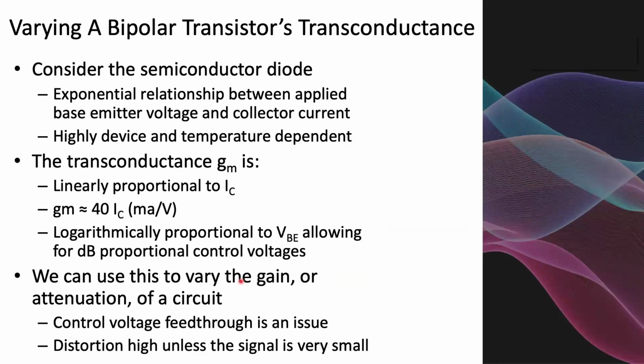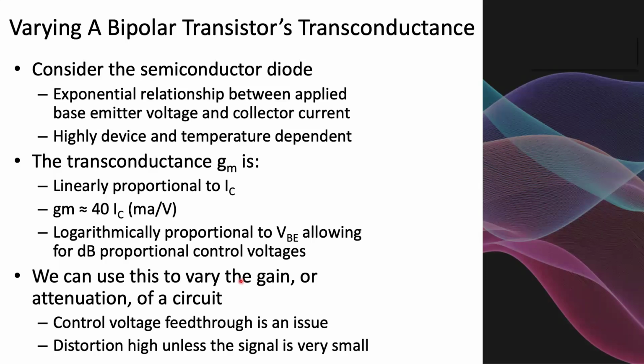Right. The final way we can vary the transconductance is to use the bipolar transistor. We know the semiconductor diode has an exponential relationship, and the transistor has an exponential relationship between applied base emitter voltage and collector current. Again, it's unfortunately highly device and temperature dependent. The GM, the transconductance, is linearly proportional to the current, and it's logarithmically proportional to the base emitter voltage.